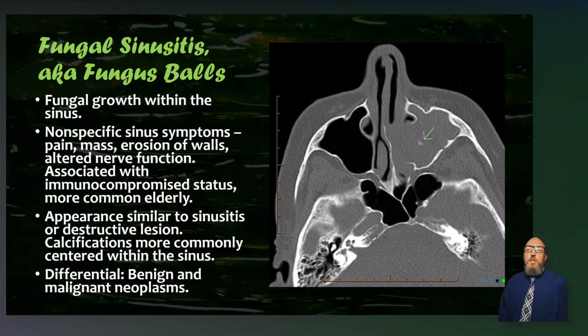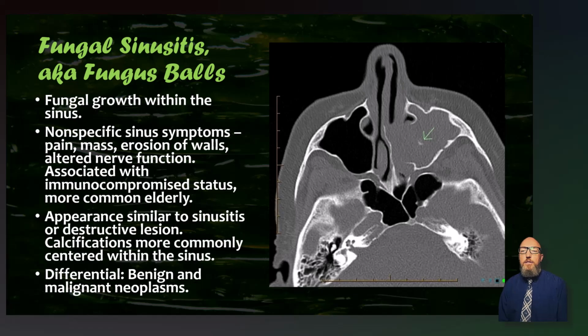All right, so fungal sinusitis, also known as a fungus ball. Fungal growth within the sinus produces non-specific symptoms: pain, mass, erosion of the walls, and altered nerve function. It's associated usually with immunocompromised status, more commonly in the elderly. Its appearance resembles either sinusitis or a destructive lesion. One helpful clue: the calcifications in fungal sinusitis are more commonly centered within the sinus. That's different than bacterial sinusitis, where the calcifications are more often around the outside of the sinus.